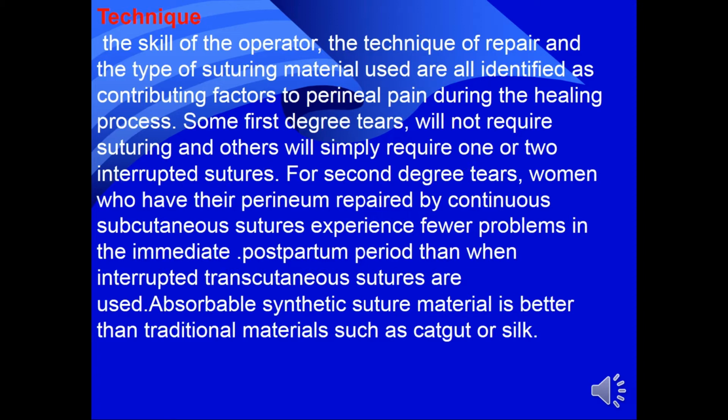For second-degree tears, women who have their perineum repaired by continuous subcutaneous sutures experience fewer problems in the immediate postpartum period than when interrupted sutures are used. Absorbable synthetic suture material is better than traditional material, such as catgut or silk.